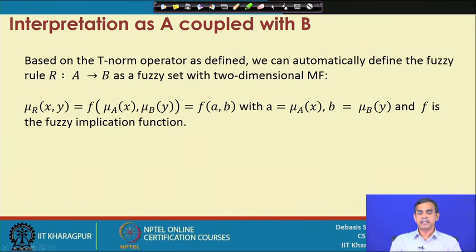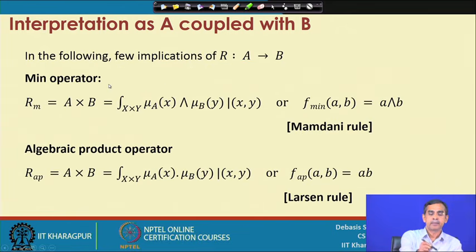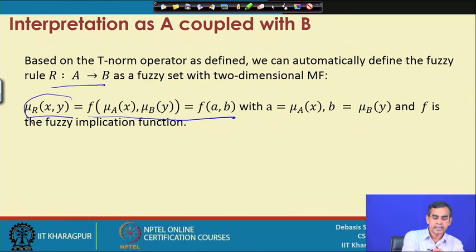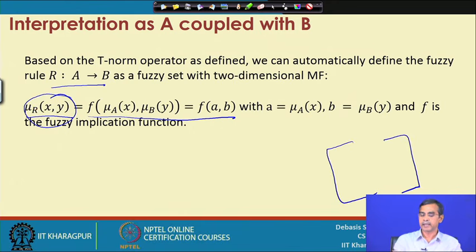Now, based on these T-norm operators, we can automatically define the fuzzy rule R(A, B). As we told you, this fuzzy rule can be expressed in terms of a 2-dimensional membership function. A 2-dimensional membership function is basically μR(x, y). The representation of this 2-dimensional membership function takes the form of a matrix, and usually this is termed R(x, y).